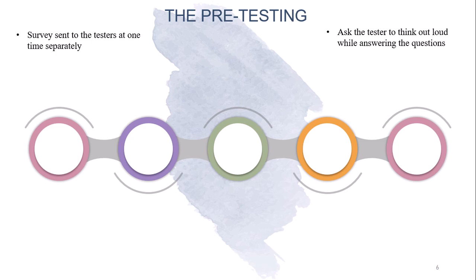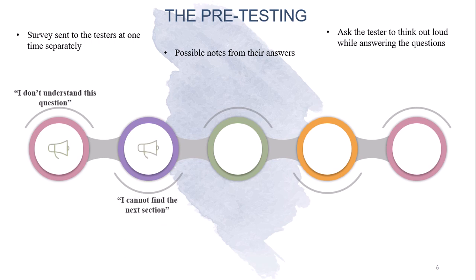Each time they read and answer a question, they should tell you what exactly comes to their mind. Take notes on everything they say. The possible notes from their answers could be: I don't understand this question. I can't find the next section. The option I want is not available.